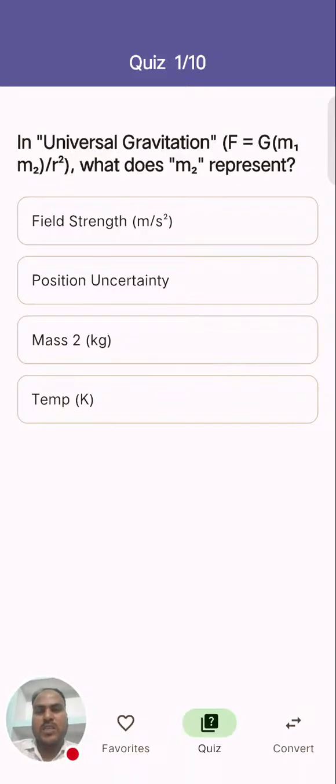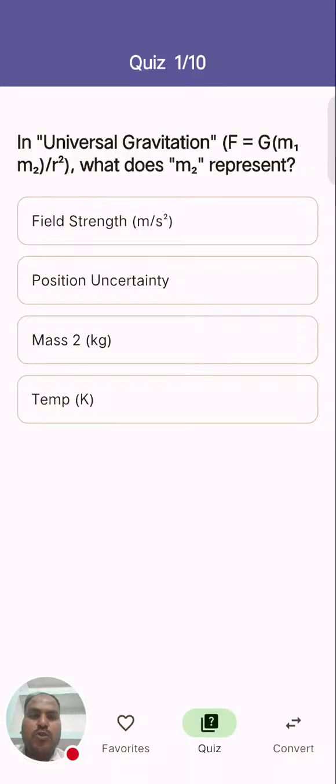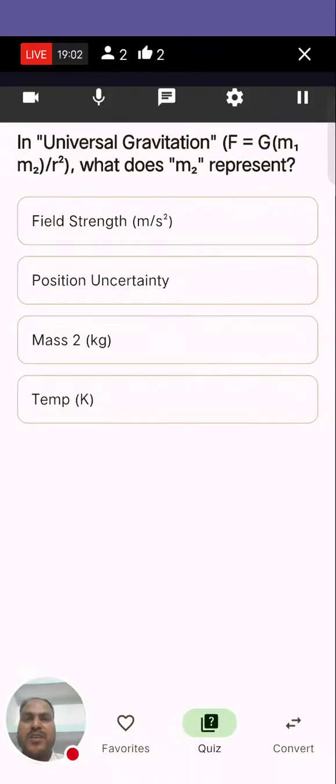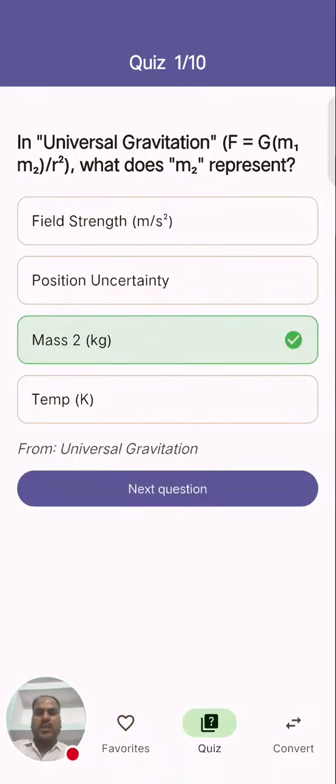So first question for you, children. In universal gravitation, F equal to G into m1 m2 upon r square. What does m2 represent? The options are field strength in meter per second square, position uncertainty, mass 2 in kg, or temperature in Kelvin. Write in the chat box, everybody. So now the answer is mass 2 kg.